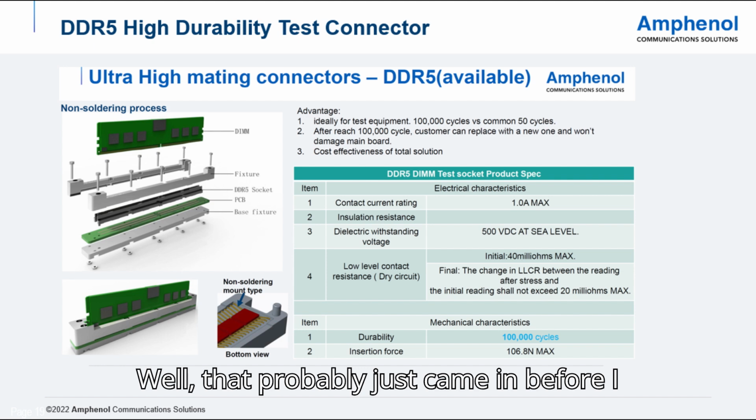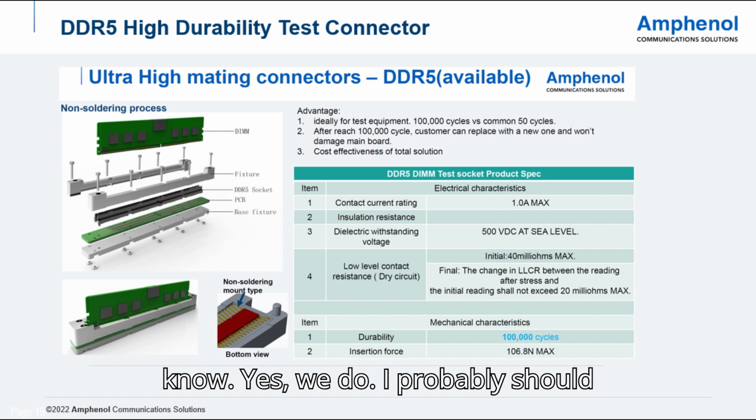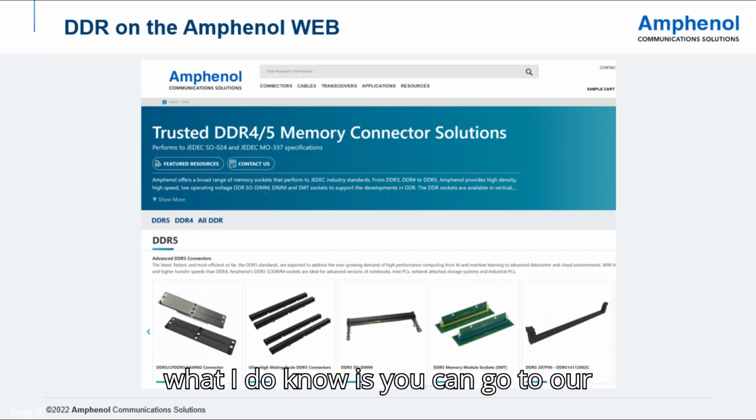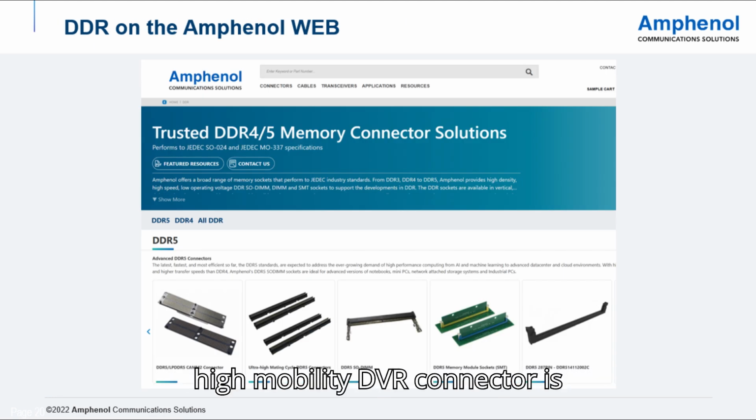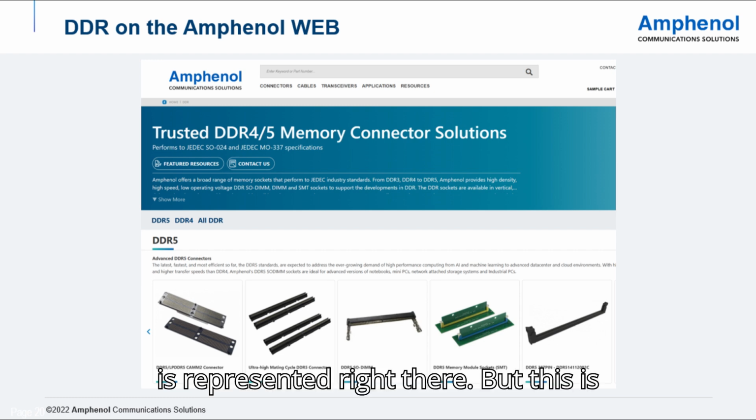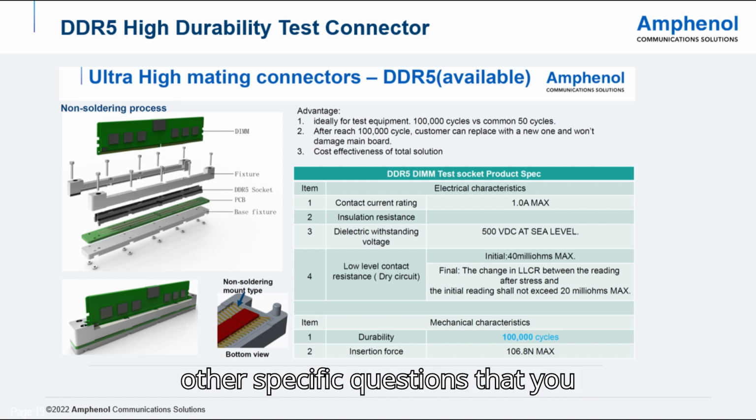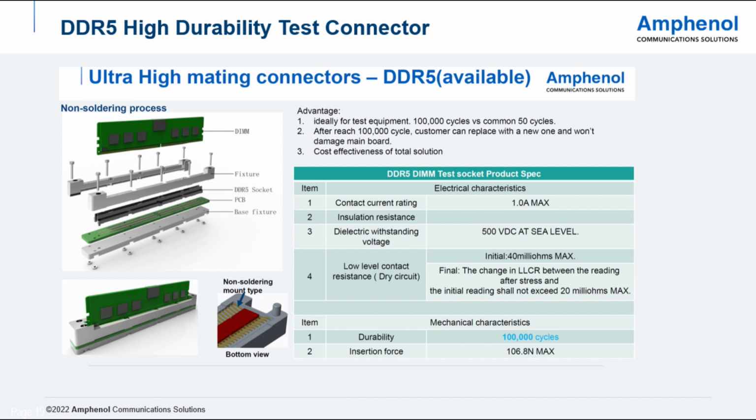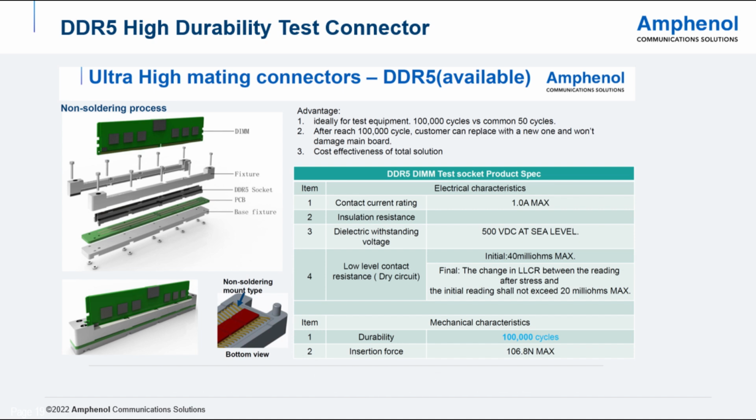Well, that probably just came in before I got to the slide, so that's great to know. Yes, we do. I probably should have put the part number on this. But what I do know is you can go to our website, and all the information on the high durability DDR connector is represented right there. But this is what it looks like. Would you have any other specific questions that you might be wondering? How does it work? What does it look like? Hopefully this slide can answer your questions.